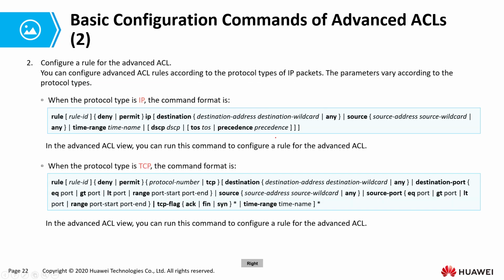After that, we can create rules. When we are creating rules, it depends on whether the protocol is IP or whether the protocol is TCP. As you can see the format of the rule right there, specify the rule ID and then the statement, is it a deny or permit, then IP, destination, specify the destination address and its wildcard. Source, specify the source address and its wildcard. You can specify the time range, the priority, type of service, precedence. There is quite a lot of parameters you can specify for advanced ACL.